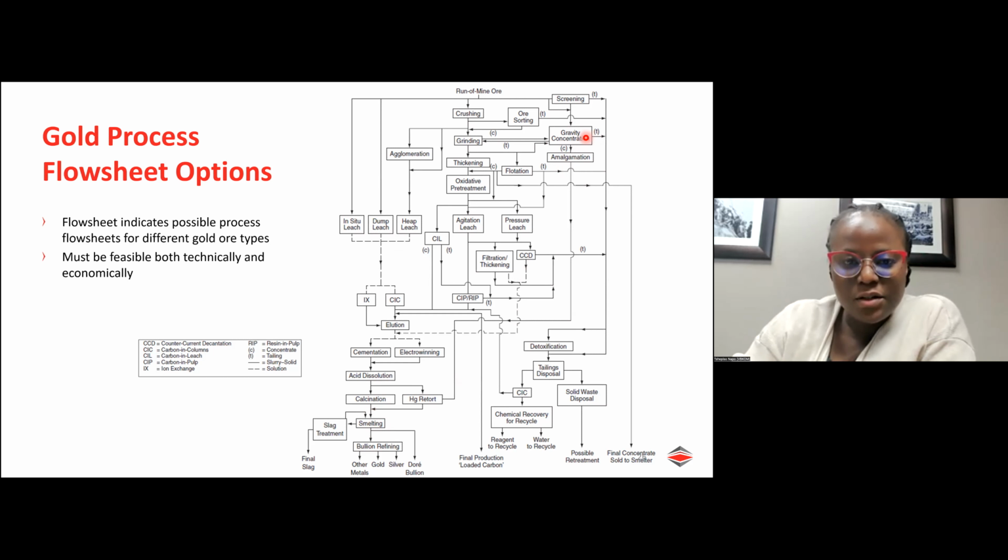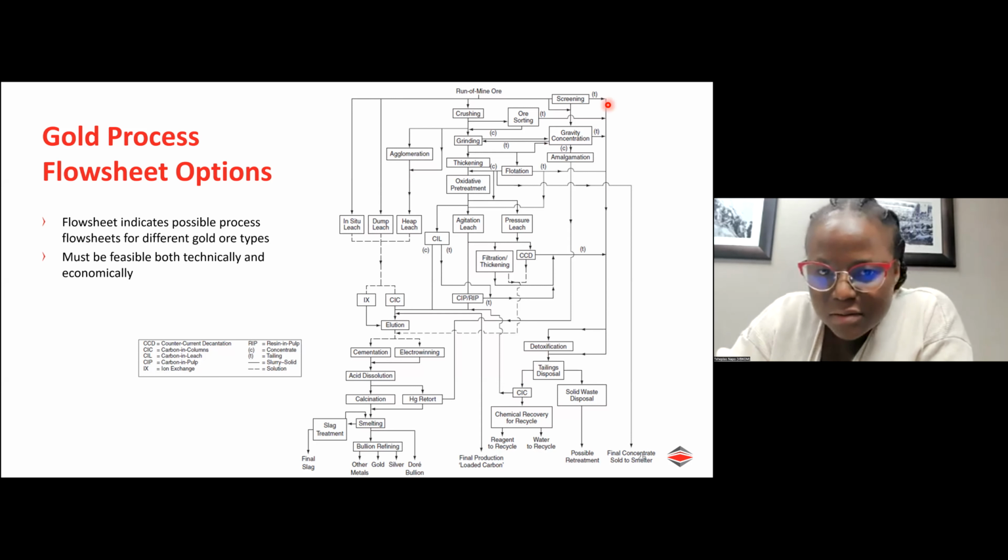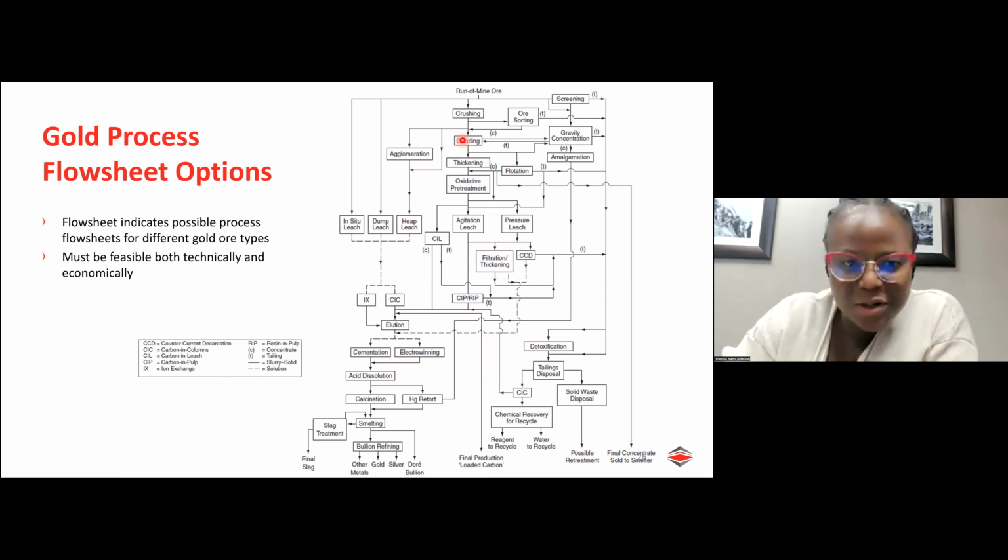From your gravity circuit, you can then take your fines this route, and then either take it straight to the tailings, or you can then take it for further treatment. Hold on, that is cons tails. Your fines go that way. Sorry about that. Take it to the grinding circuit, and then from there, take it through to your flotation stage.